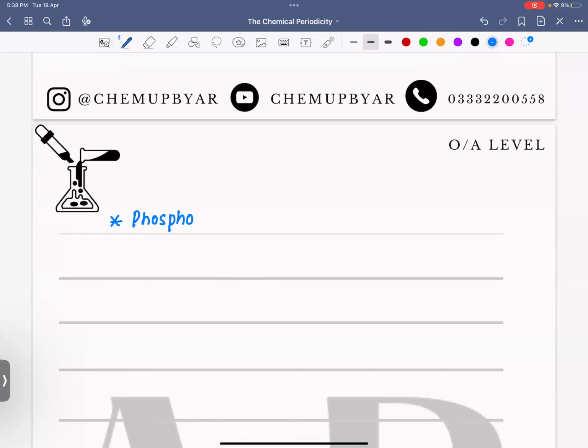Next, after silicon, the next element in period 3 is phosphorus. Reacts vigorously, and here again a yellow-white flame or pink-white flame is observed.